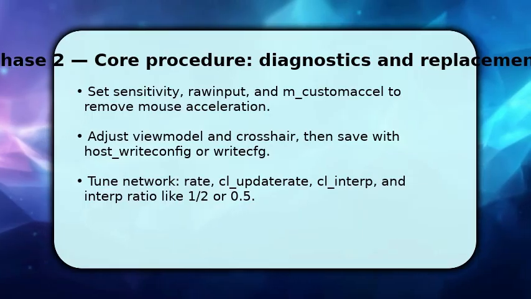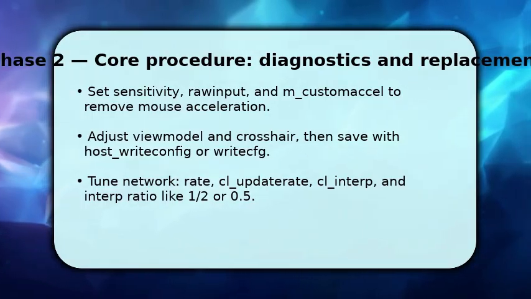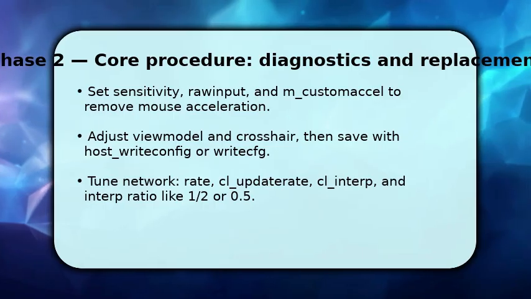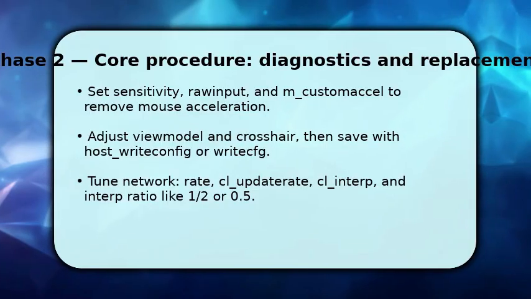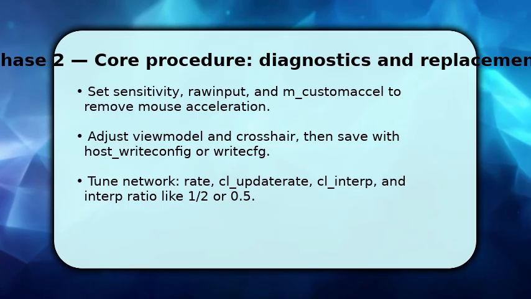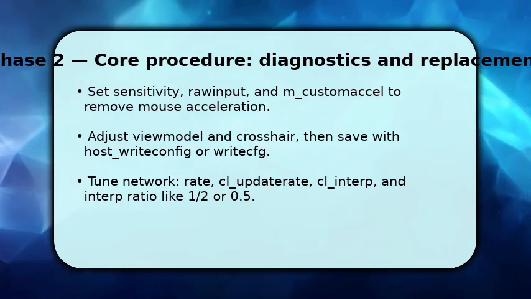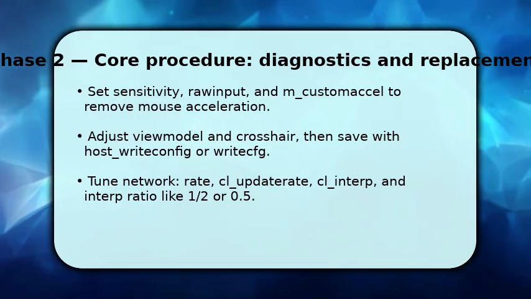Now you edit the autoexec with core inputs. Set sensitivity, enable raw input, and disable mouse accel so aim remains consistent. That's how you remove hardware or OS influence. Next, set viewmodel offset x/y/z and tweak crosshair settings to match your visual preference. Save the file with host_writeconfig or writeconfig to persist.